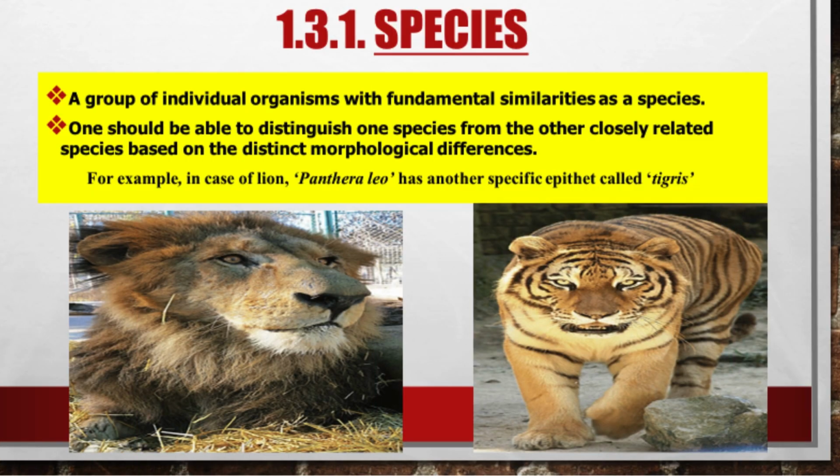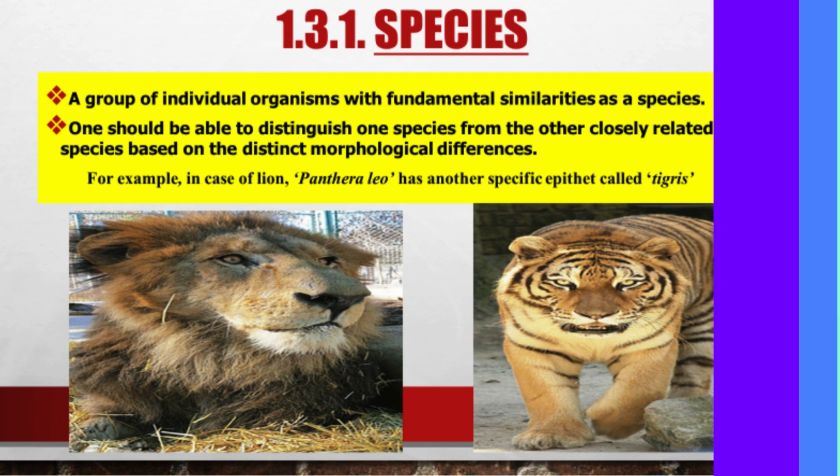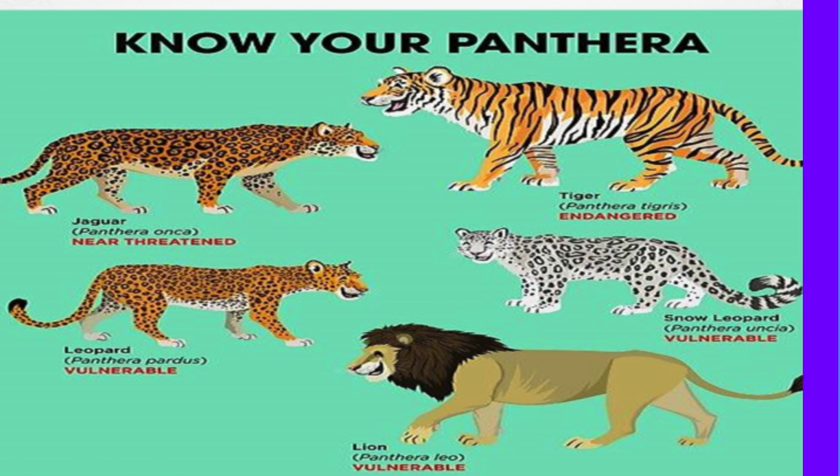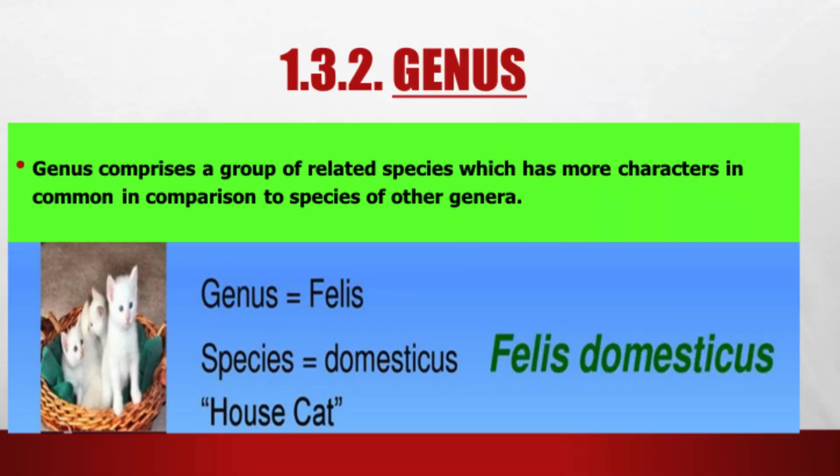Species. A group of individual organisms with fundamental similarities is a species. One should be able to distinguish one species from other closely related species based on distinct morphological differences. For example, in the case of lion, Panthera leo, another species is Panthera tigris, the tiger. Know your Panthera species. Genus. A genus comprises a group of related species which have more characters in common in comparison to species of other genera. Genus Felis, species domesticus: Felis domesticus, which means house cat.